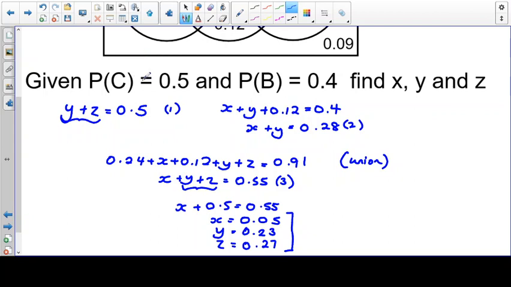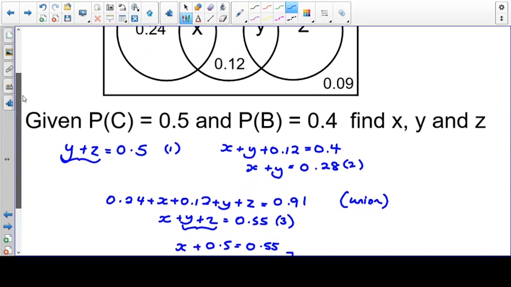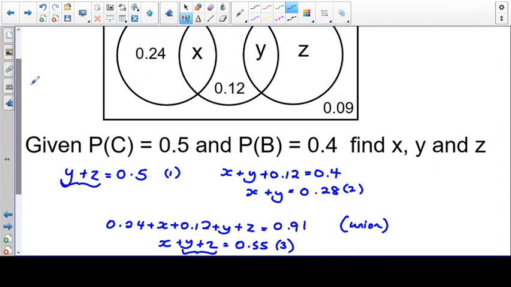Okay, so there's information that you've been given, and then information where you just need to think about what you know about that union in order to form the other equation. If you've got 3 unknowns, you need 3 equations. If you've got 2 unknowns, you need 2 equations, and so on.